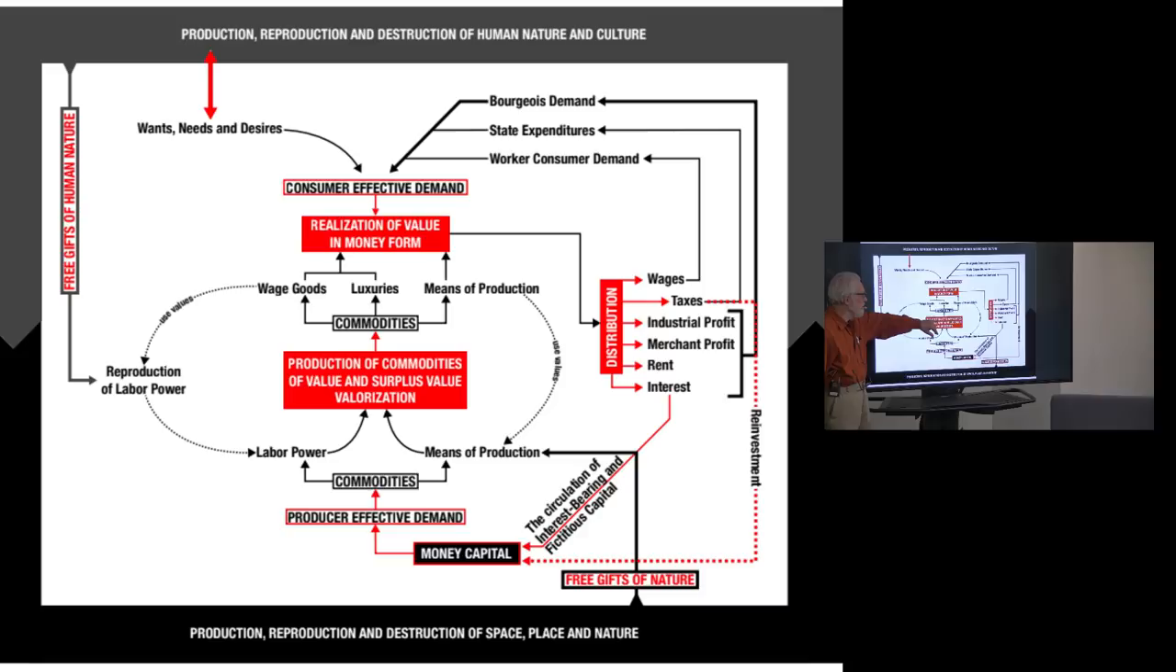In the MCM process, we're going to go money, commodity, through to commodity, to realization of value in money form, with all of the wants, needs, and desires, and we discussed those very briefly in the chapter on capital. The commodities are in love with money, but the course of true love never did run smooth, so there could be a problem up here.